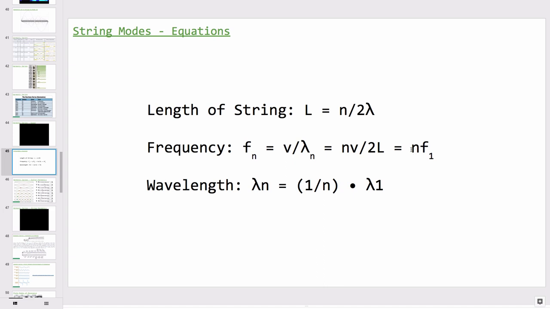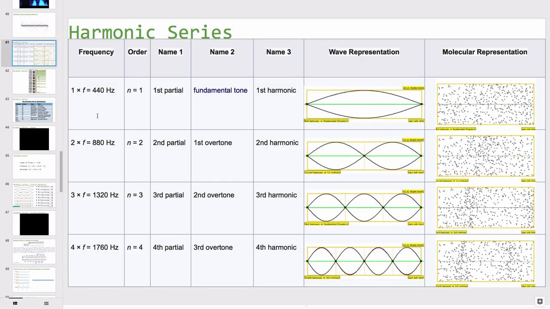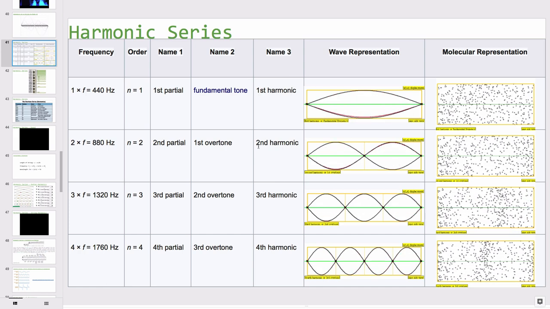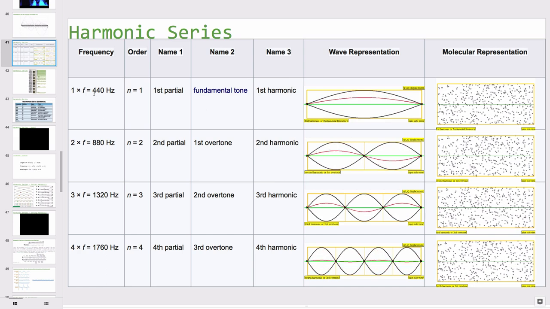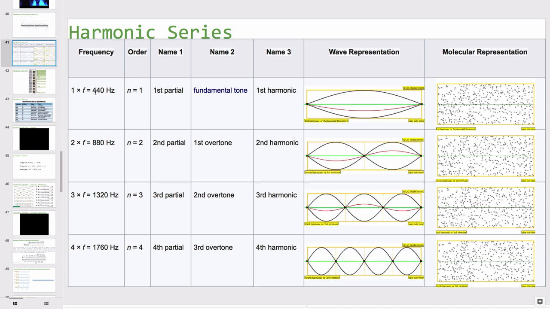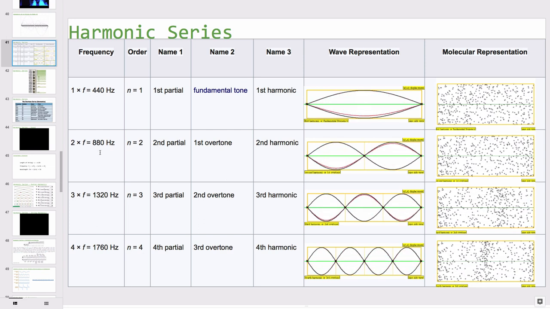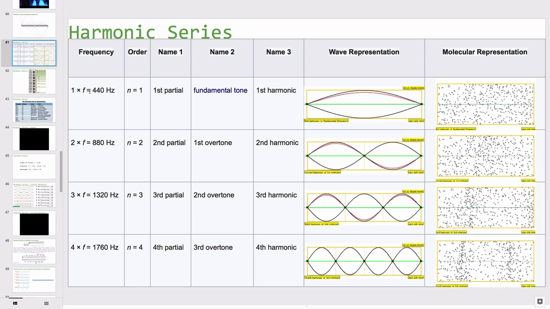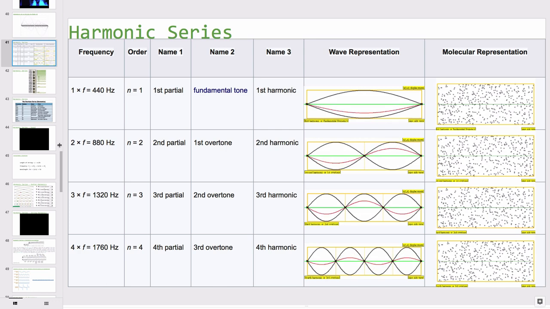It really is then equal to the harmonic number times the fundamental frequency, or the frequency of the first harmonic, right? And we have already discovered that. So if you have a first harmonic of 440, then your second harmonic is going to be n times the first harmonic, or 2, which is the node number, times the first harmonic frequency, so 880. The fourth harmonic will be n, the 4, times the first harmonic, or 440.